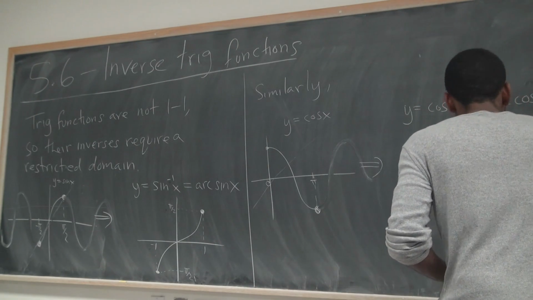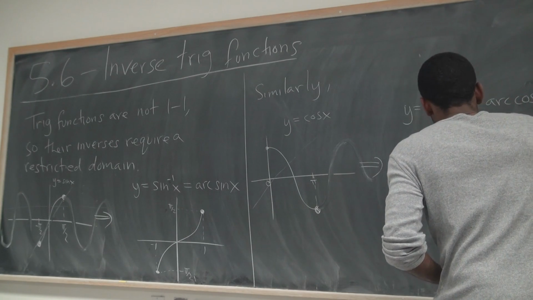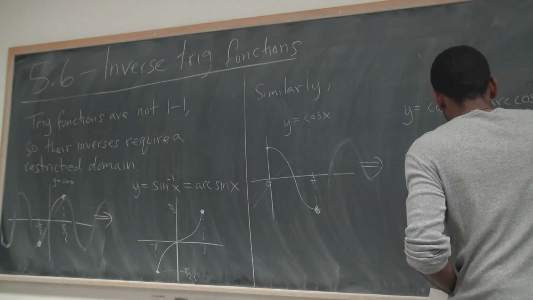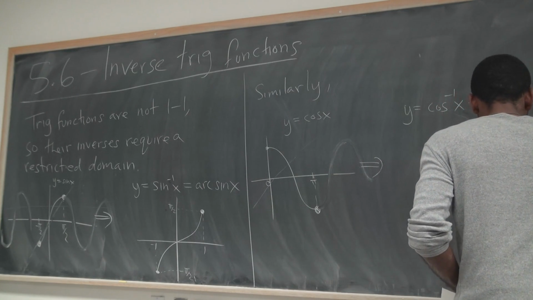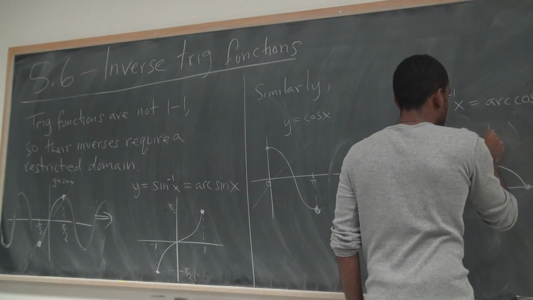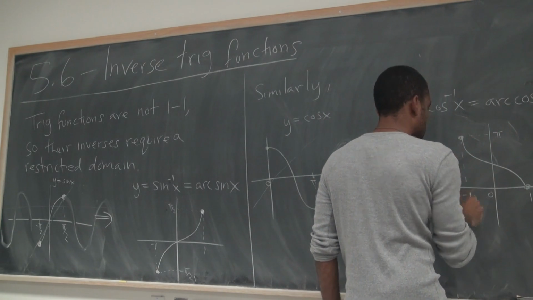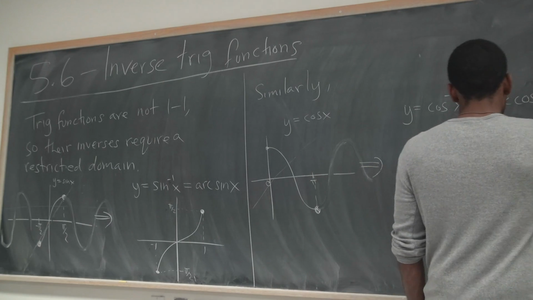The arc cosine graph would look like, this would flip over there, so it looks like that. This is pi, that's 0, this is 1, this is minus 1. This is the arc cosine graph.